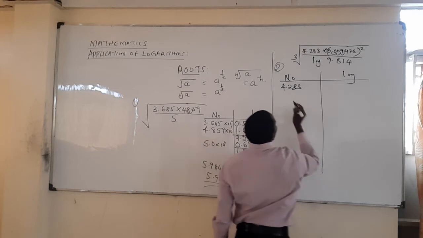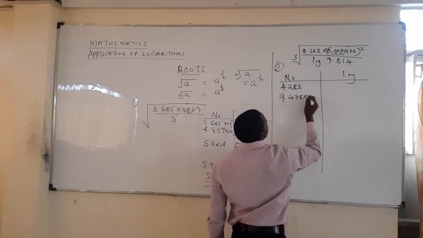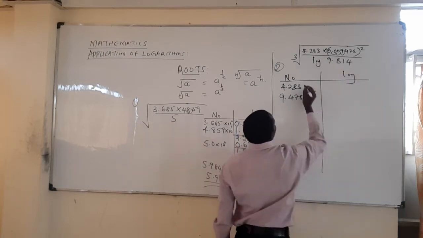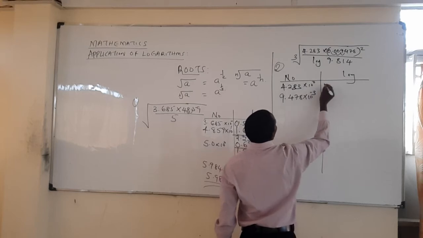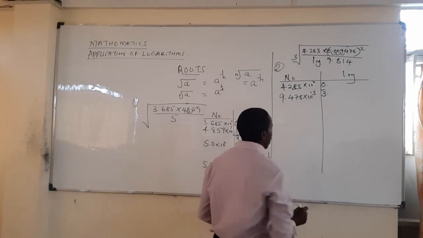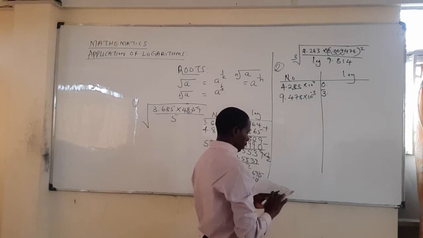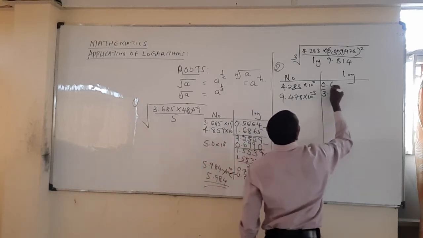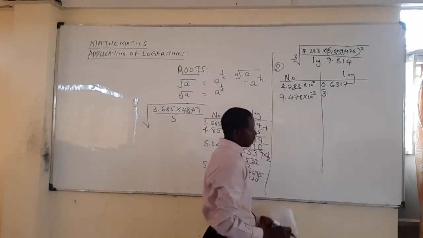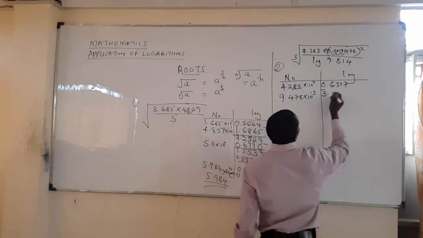1, 2, 3. So we get 9.478 times 10 power negative 3. This is times 10 power 0, so the log will also be 0. This is going to be bar 3 point. We get the log of 4.283, which is 0.6317. And then the log of 9.478, that one is 0.9767.